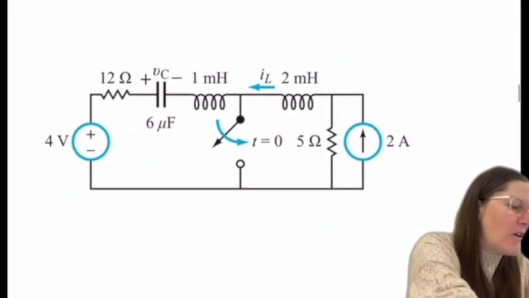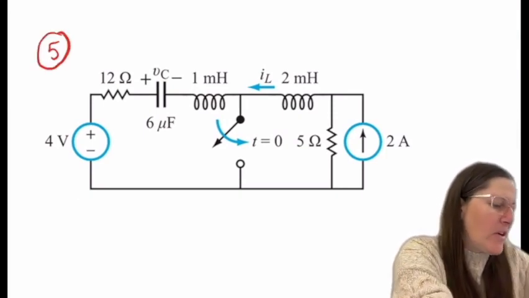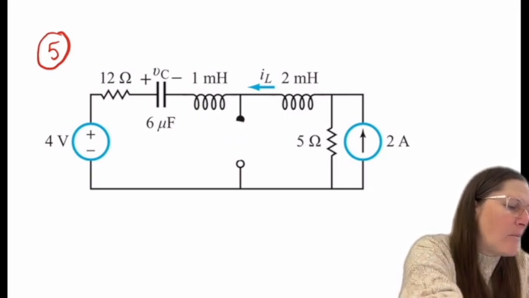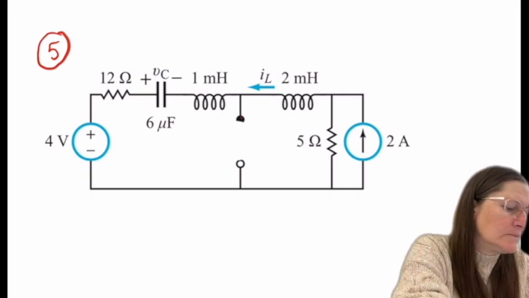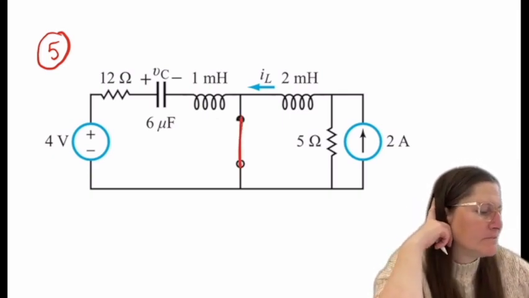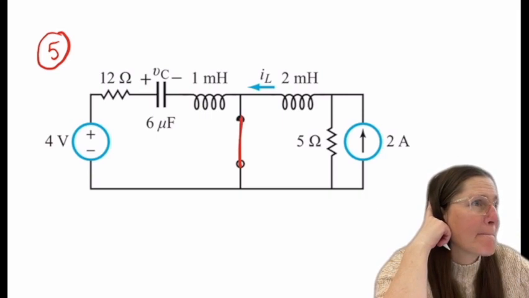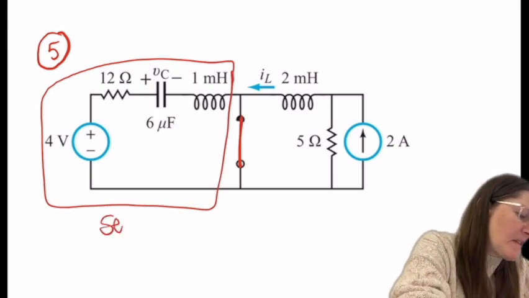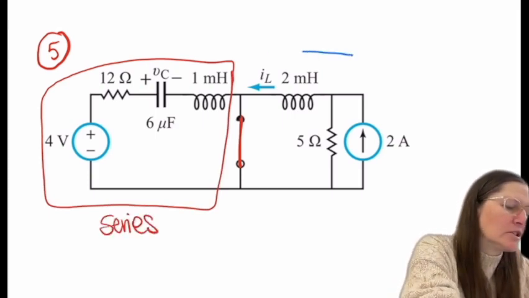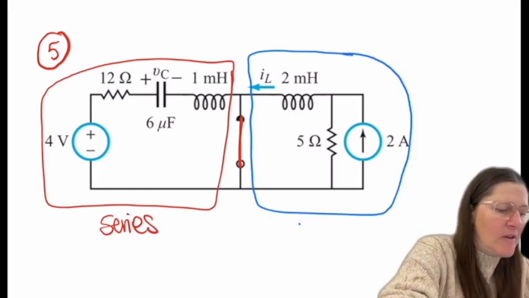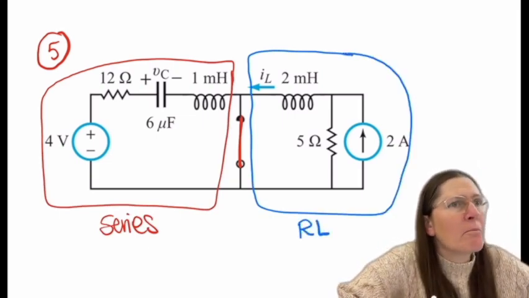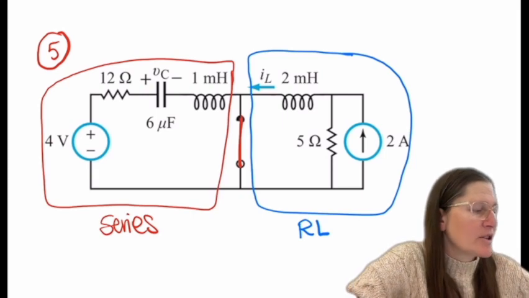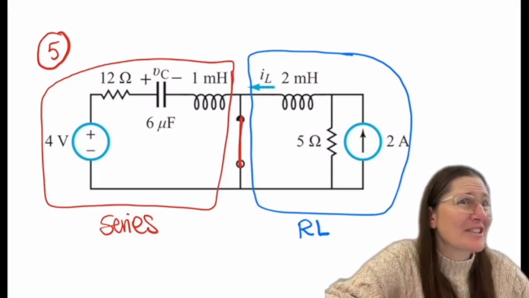Okay. This one, number 5. Final time here, you're going to have it closed. So what do you think? The left-hand side would be a series RLC, and the right-hand side would be an LR circuit. Correct. So you would solve them separately. All right, questions on that one? Or is that one easier to see?